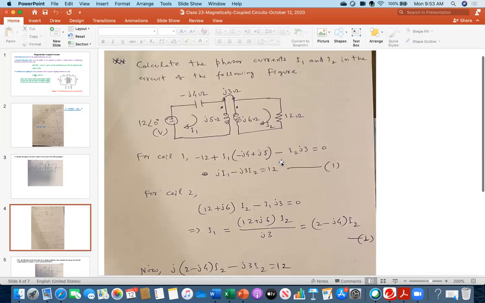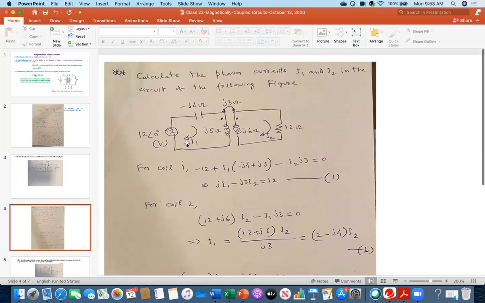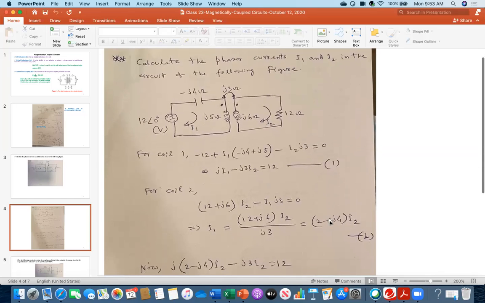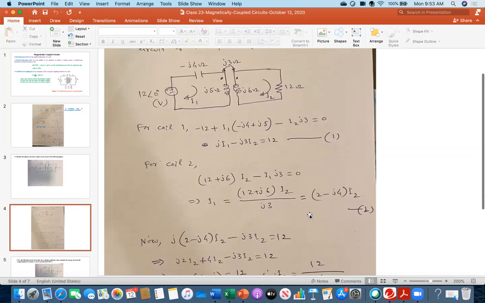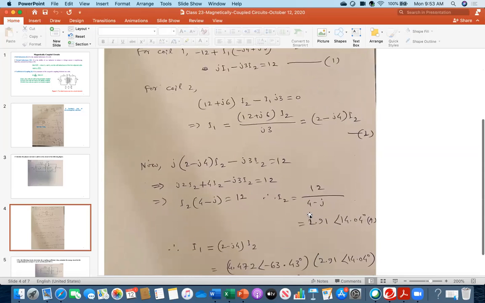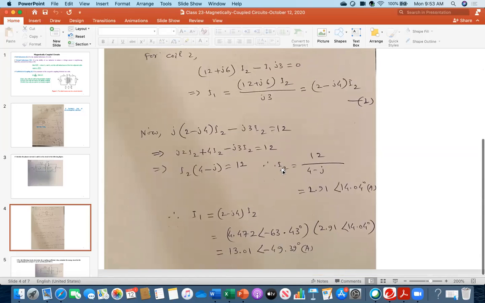Because your question was to calculate the I1 and I2. What is the value of I1 and what is the value of I2? That was the question. So therefore, I have two equations and I have two variables, I1 and I2, that I am trying to find out. Finally, you see, after calculation, I got I2 2.91 angle 14.04, and then I1 I got this one 13.01 angle minus 49.39. So therefore, these are just the calculation, phasor calculation.